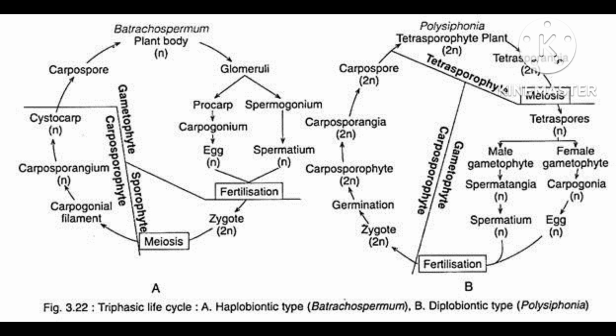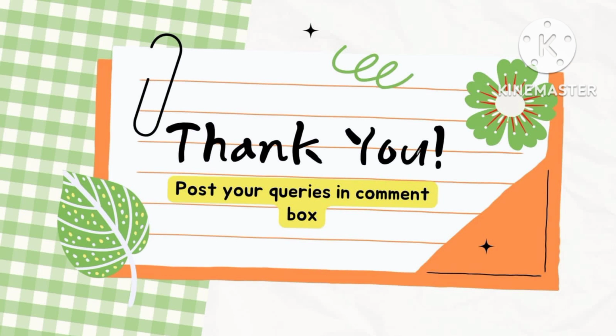Zygote on meiosis produces haploid carpogonial filament, which develops into carposporangium and produces haploid carpospores, which germinate into the gametophytic plant body. Thus, we have two haploid structures, gametophyte and carposporophyte, and one diploid sporophyte.